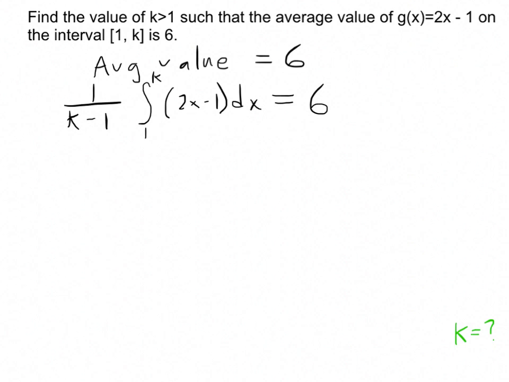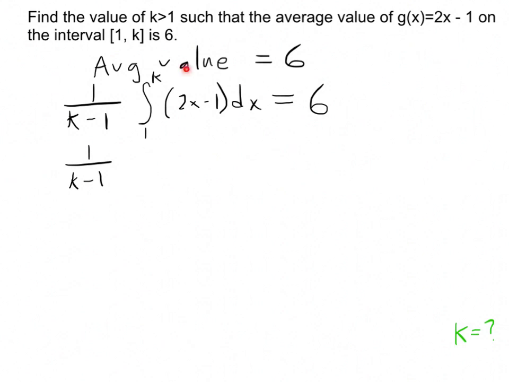Now, on the one hand, this problem looks daunting because you've got letters all over the place. But in some sense, don't be scared. We want to find k. It's important that k sticks around in this problem because that's what I need to solve for. Effectively, x is what I need to get rid of. So I'm just going to start working through this. 1 over k minus 1 is a constant, so I'm going to leave it there.